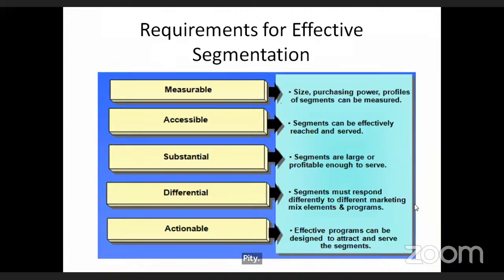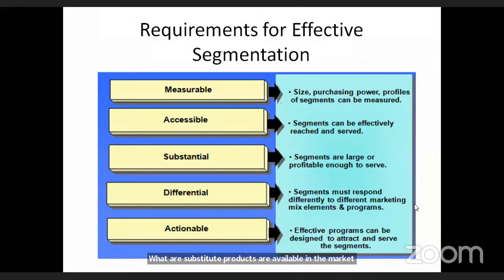Then came to accessibility. Segments can be effectively reached and served. So for accessibility, one example is how many people can reach your product. If you are offering a luxurious or semi-luxurious product and making an advertisement, but at the time when people are really looking for your product, you are not able to reach the market, what happens? People will switch their want to substitute products. Whatever substitute products are available in the market, they will go to that.